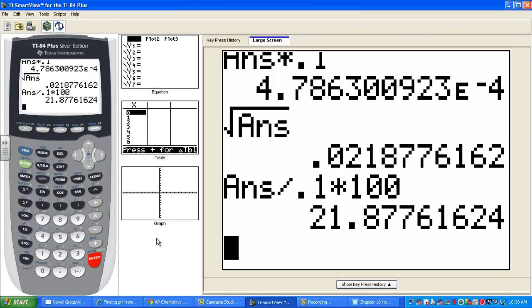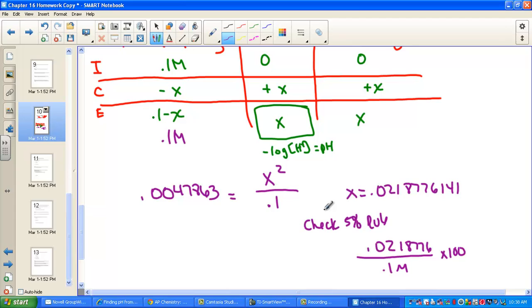we get 21.87%. 21.87, it's too big, isn't it? We're not allowed to toss out x. I like to always assume we can, but we check it. In this particular equation, we're not allowed to toss out the x. We broke the 5% rule.